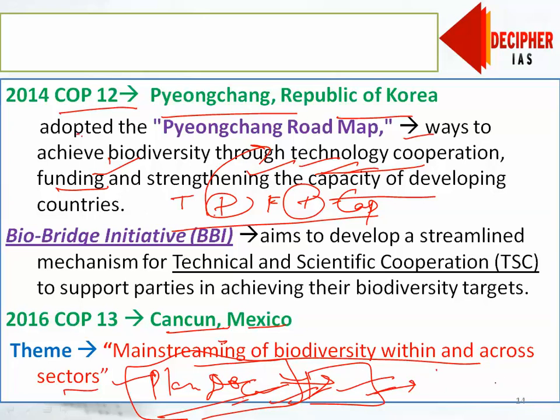Then we can have, when a road is made in the jungle, we should leave wildlife corridors so that the organisms are not cut off, that is their habitats are not fragmented. Fine. So all these kind of steps help in conserving biodiversity, because they are mainstreaming the biodiversity within the different sectors of the economy. Fine.